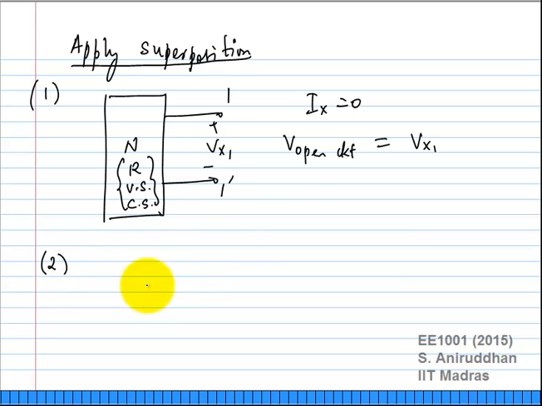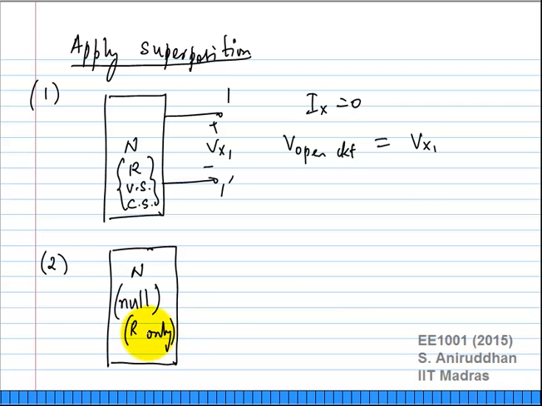What is the next step? So I take the same network N, and this is a nulled network. When I say nulled network, I mean this consists of resistances only. All the voltage and current sources are set to 0. What does it mean when I set a voltage source to 0? I am going to short its two terminals. What does it mean when I set a current source to 0? I am going to open its two terminals. You remember this for the rest of your life. Don't make this silly mistake of shorting a current source or opening a voltage source.